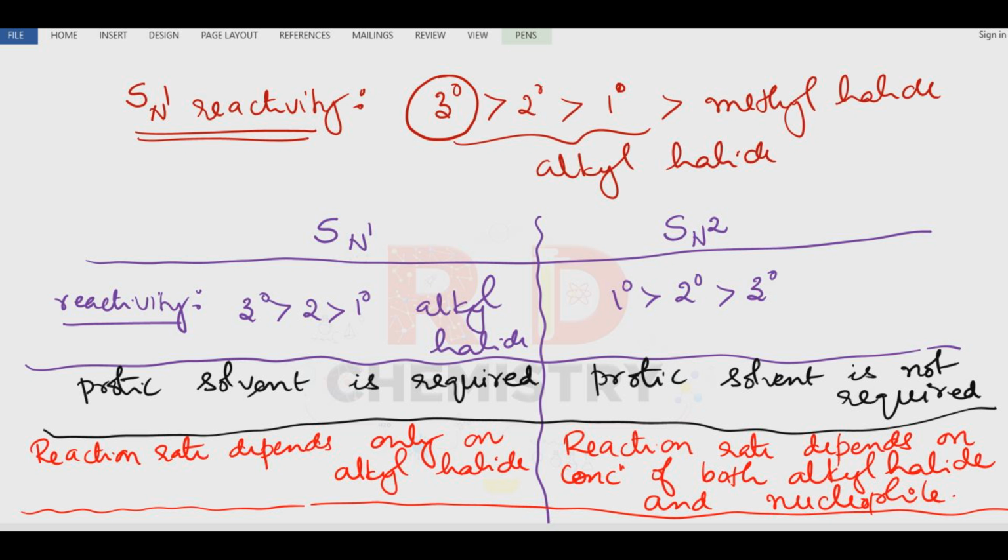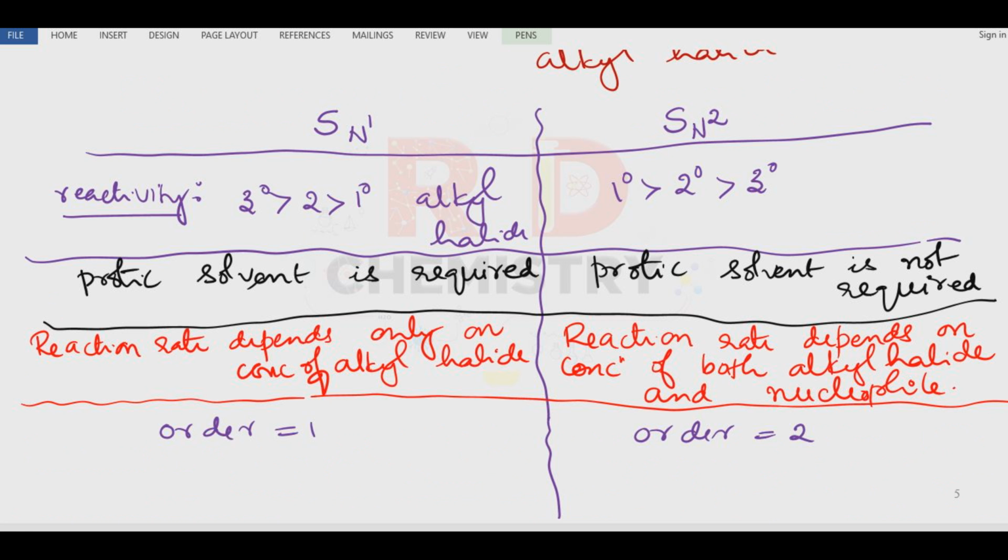The next difference is, under SN1, the reaction rate depends only on the concentration of alkyl halide. In the case of the SN2 mechanism, the reaction rate depends on the concentration of both alkyl halide and the nucleophile, and this depends on the slow step. For the SN1 mechanism, the order of the reaction is 1, whereas for the SN2 mechanism, the order of the reaction is equal to 2.